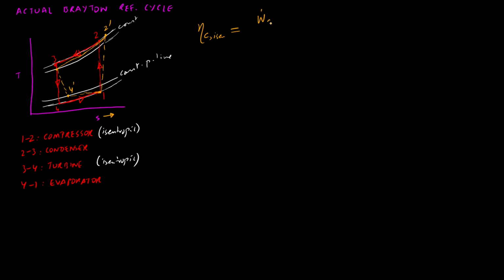So work done by the compressor when it was the isentropic process, and work done by the compressor when it was the actual process. And the isentropic process is 1 to 2, so it's H2 minus H1 divided by H2 dash minus H1. But if we were treating it as an ideal gas working fluid, then it would be T2 minus T1 divided by T2 dash minus T1.